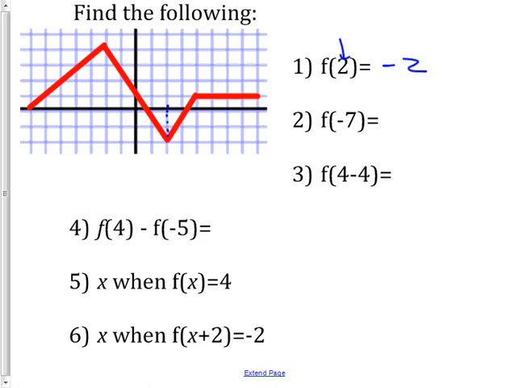Take it. Next one, f of negative 7. They tell you x is negative 7. So I go over here to negative 7, and it's right there. That's the spot. So what do we want about it? The y. Y would be 0.